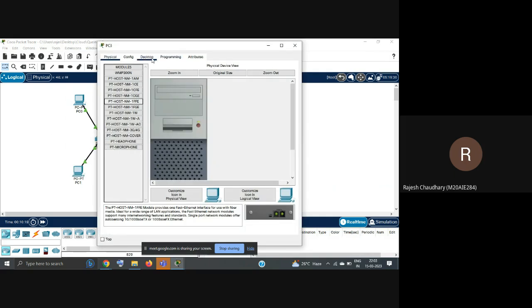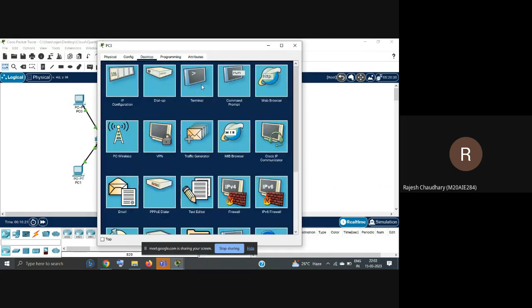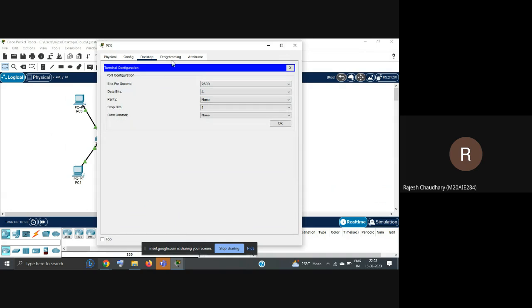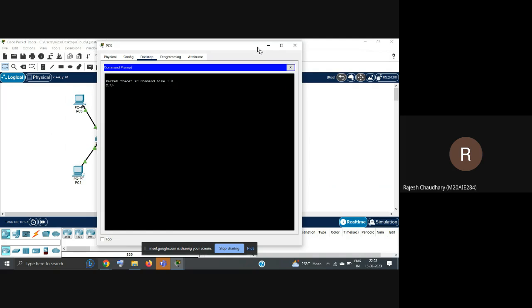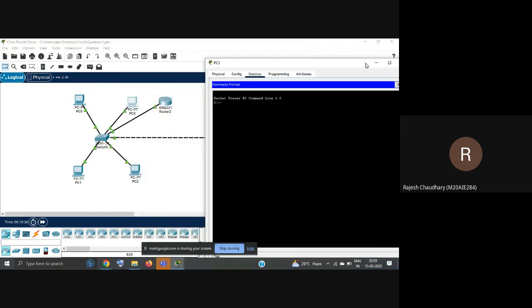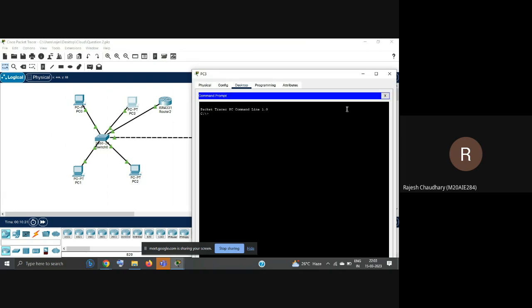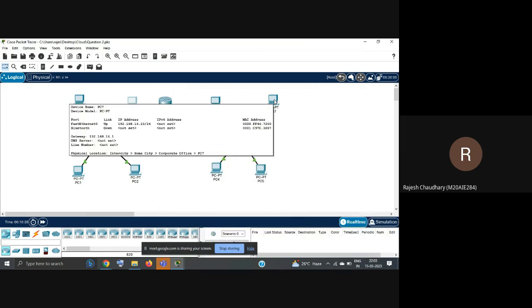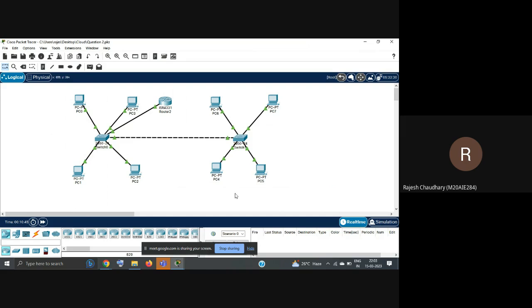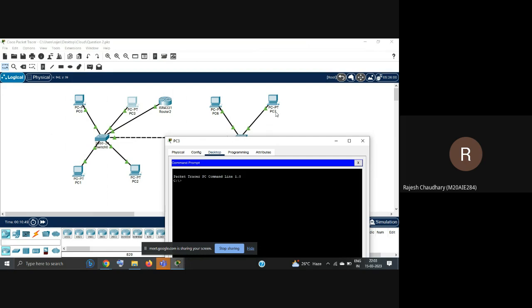If we try to use the command prompt, now if we want to ping PC7, which has the IP 16.23, we will be able to communicate with 16.23.